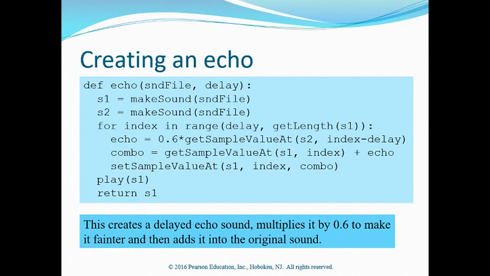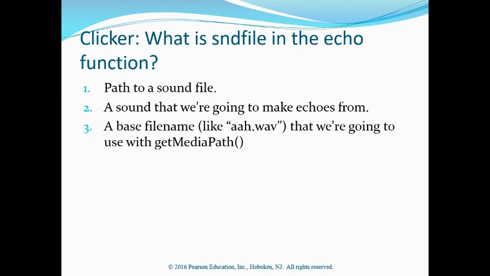And then we say index minus delay. And then we combine them together. So what it's actually doing is creating a delayed echo sound, multiplying it by 0.6 to make it fainter, and then adding it back to the original sound. Cool. What is the SND file in echo's function?